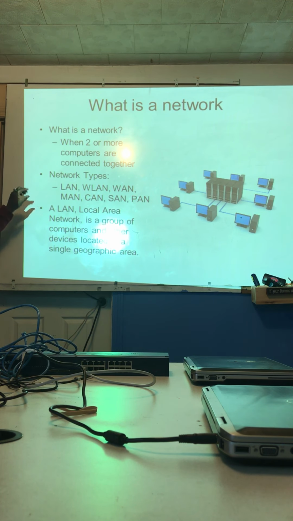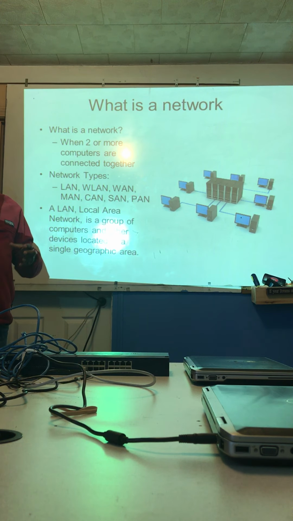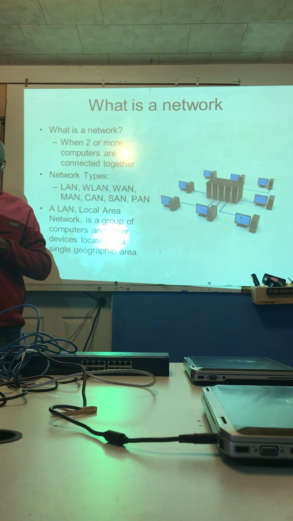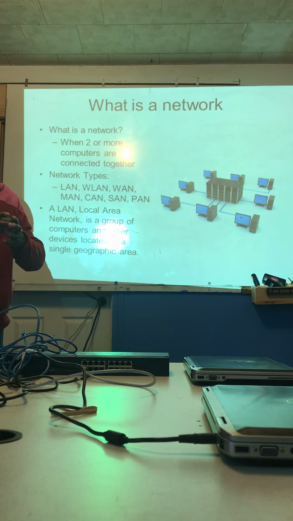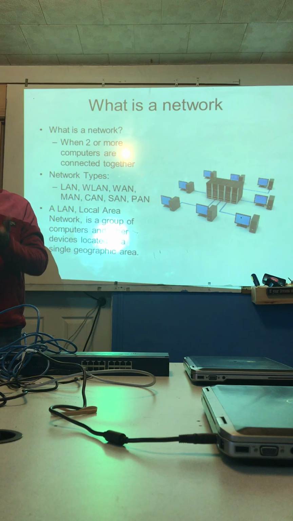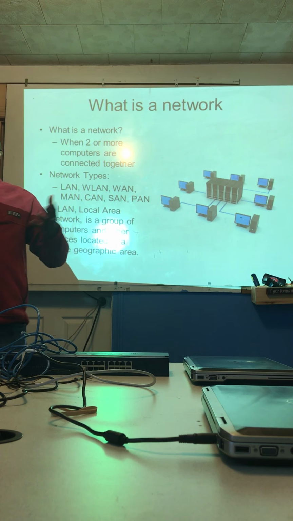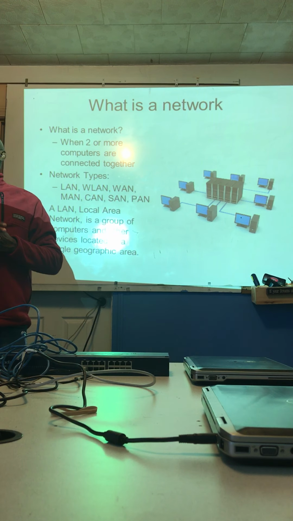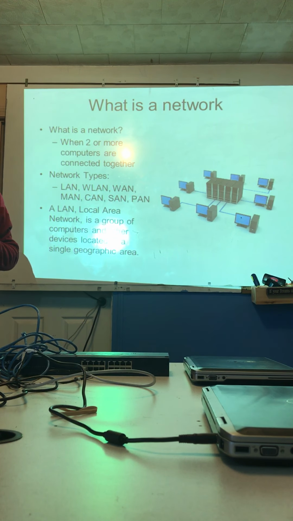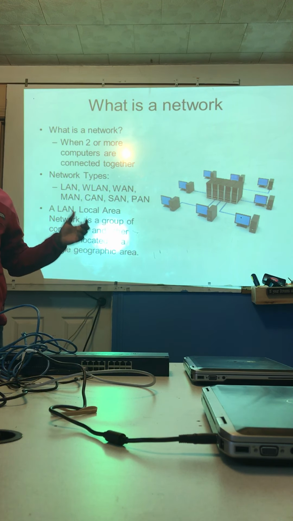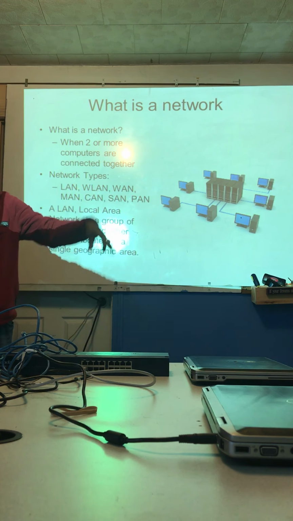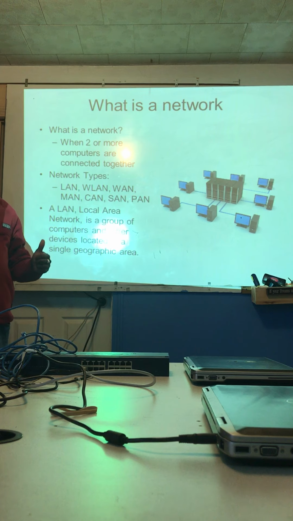So a LAN, as I explained, is a small network located in one geographical area. It's not necessarily as small as a mom and pop business. A network like this can cover a school. A network like this can cover a hospital. As long as all the computers are in one area, you have a local area network.